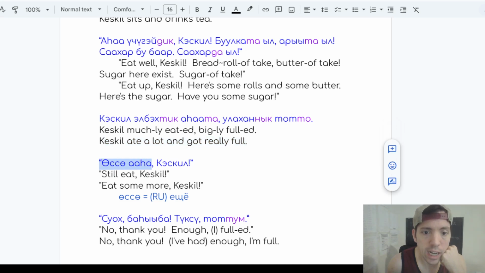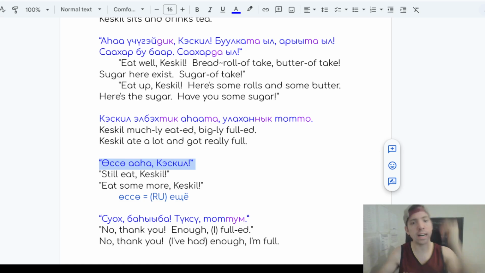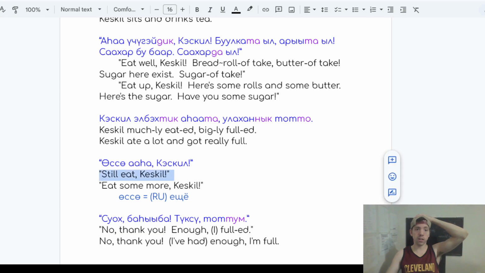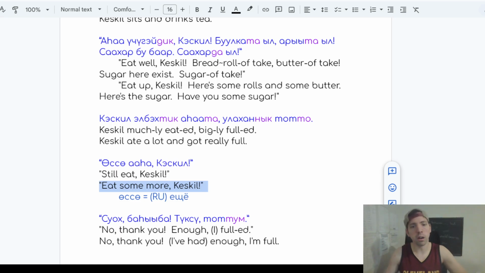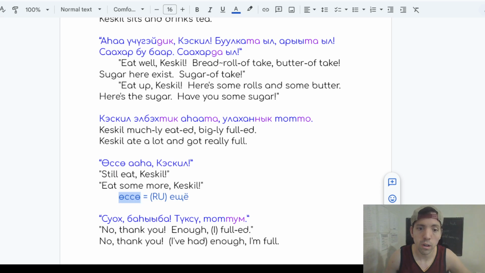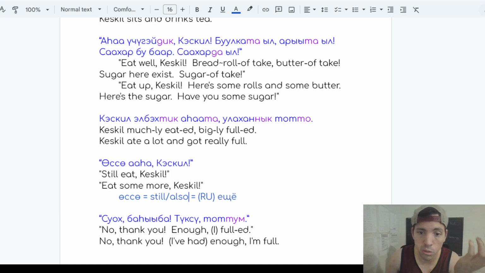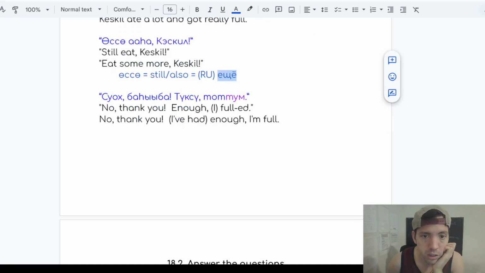Sit still, eat Keskil, which in this case means eat some more. And I was double checking my understanding of this word üstü, which can mean still or also. And I didn't realize, but I learned from the dictionary that I guess it's from the Russian word yusho, which means the same thing. So that's interesting for any of you Russophiles out there.